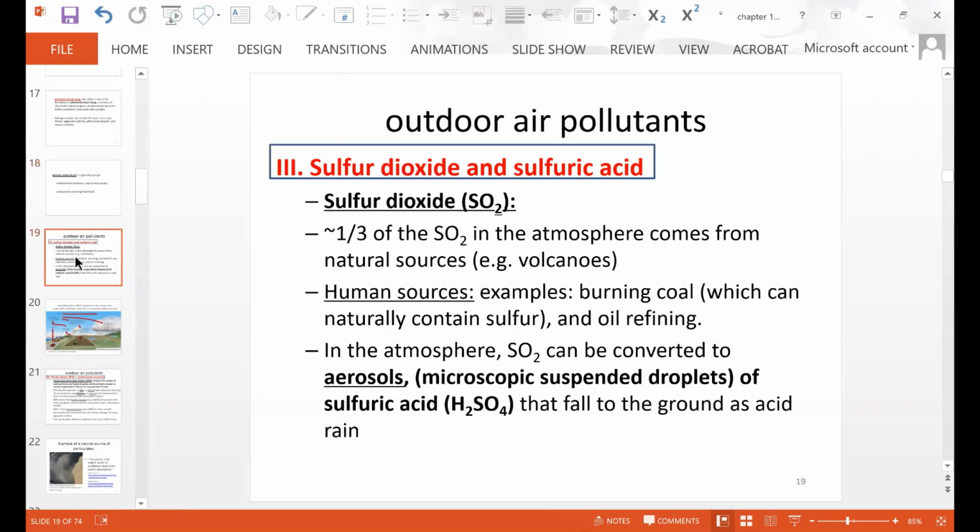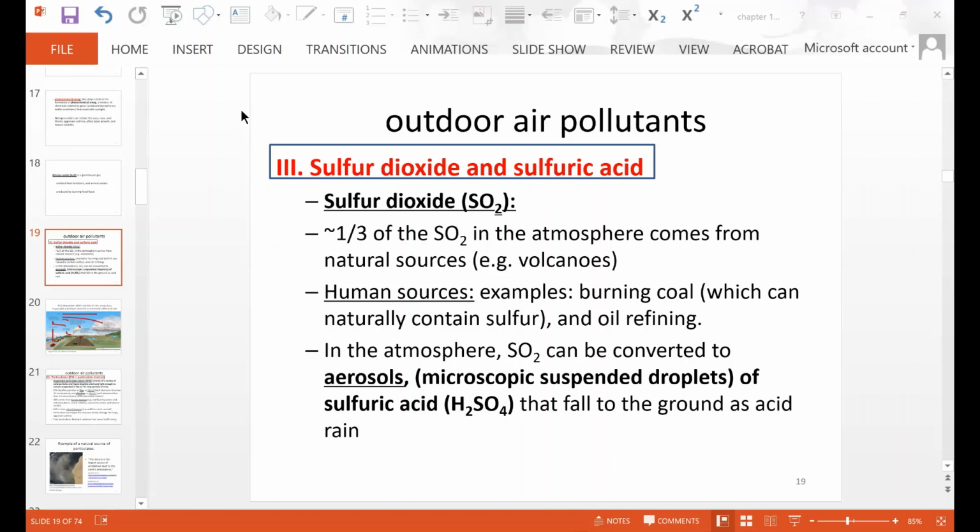Then we have the sulfur-based outdoor air pollutants like sulfur dioxide and sulfuric acid. Sulfur dioxide is SO2. About 1/3 of sulfur dioxide in the atmosphere comes from natural sources, for example, volcanoes. Human sources of sulfur dioxide include burning of coal and oil refining. So coal can naturally contain sulfur. It has to do with how coal forms.